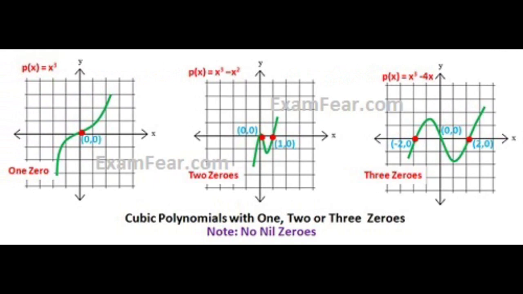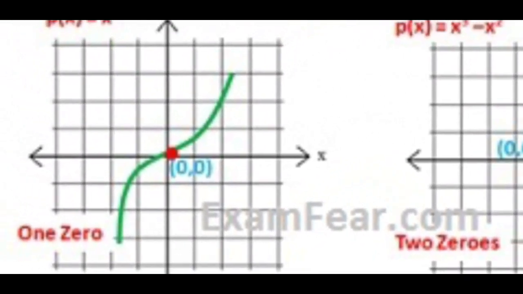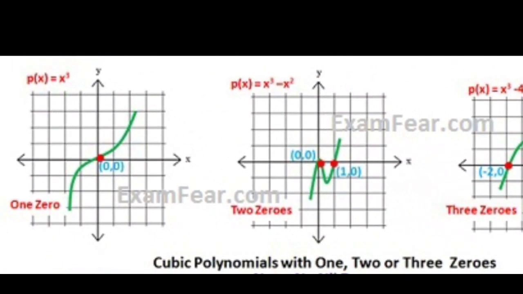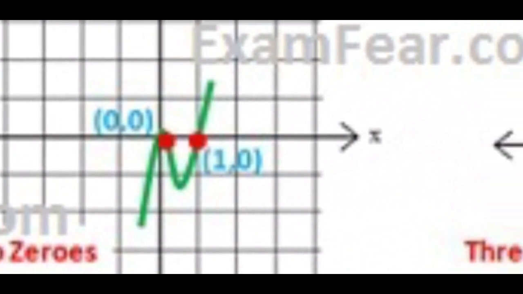First one is what we didn't discuss, only 1 zero, dear children. Sometimes the graph will pass through only 1 point. Maybe at most 3 means maybe 1 or 2 or 3, maximum 3. Here it is meeting at only 1 point, so it has only 1 zero. Then the second case is 2 zeros. It is meeting the x-axis at 2 points.